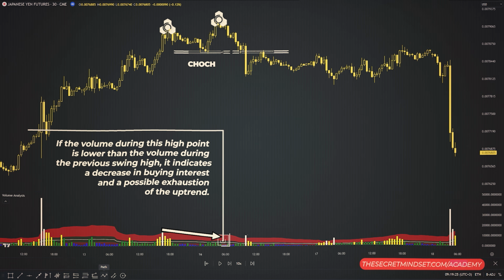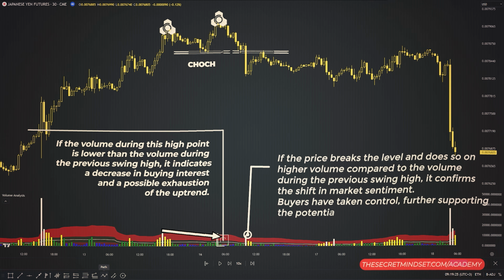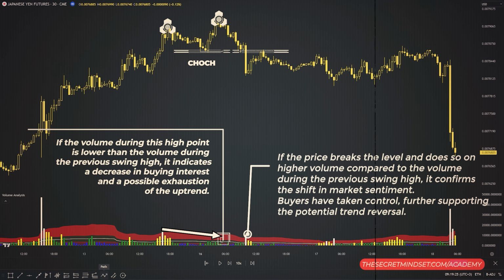However, the most crucial phase is when the price breaks below this previous major swing low. If the price breaks this level and does so on higher volume compared to the volume during the previous swing high, it confirms the shift in the market sentiment. Buyers have taken control, further supporting the potential trend reversal.